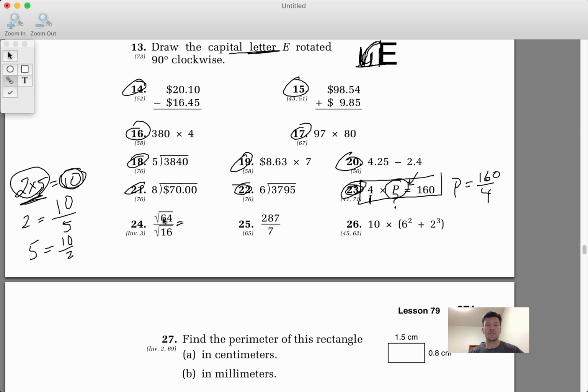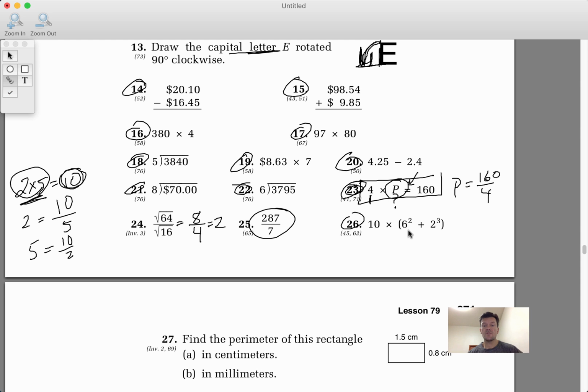Here's some good practice with square roots. You should know these square roots very easily. You should know the square roots of numbers that are perfect squares. 64 is a perfect square. The square root of 64 is 8. The square root of 16 is 4. And then make sure you always reduce that. Okay? I'll let you do this one.